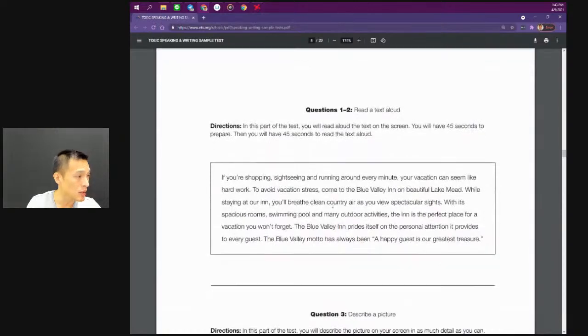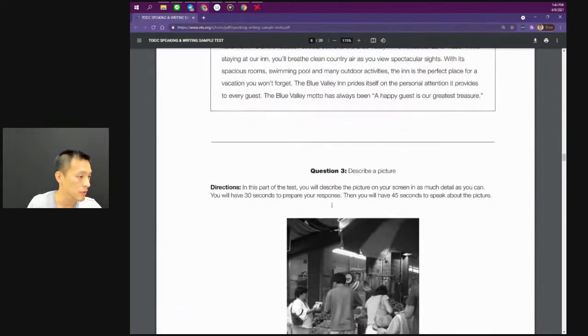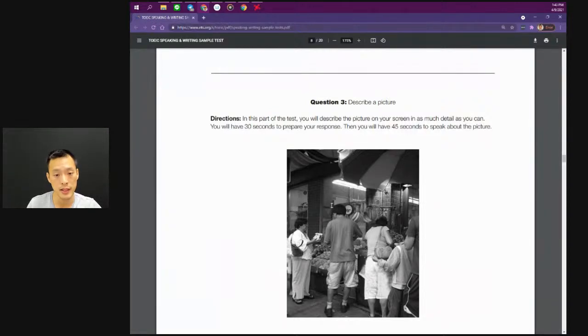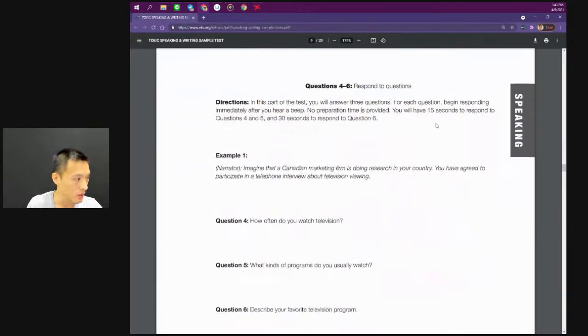All right, let's see some examples. So question 1 and 2, again, this is just like a reading question, right? So I would just skip through it. Describing a picture would be something like this. They give you a picture and they will give you about 30 seconds to prepare and then 45 seconds to talk about the picture, right? We will go through how to tackle each of these questions in a little bit because there are more important things that I want to show you.